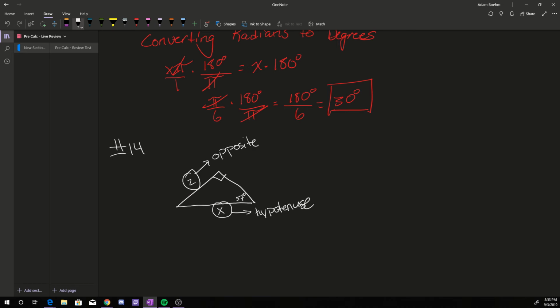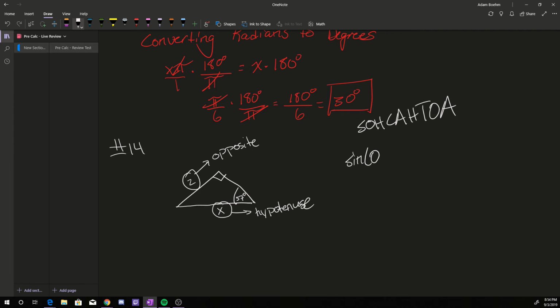So this is our angle. This is the side opposite. And this x side, that's the opposite of the right angle, so that's our hypotenuse. And we want to find x. So the first thing you have to do is ask yourself which trig function has opposite and hypotenuse in it. Again, remember SOHCAHTOA. So in this case it's sine.